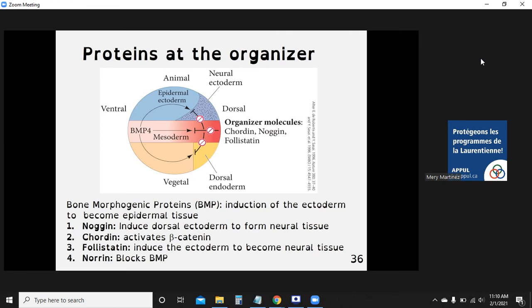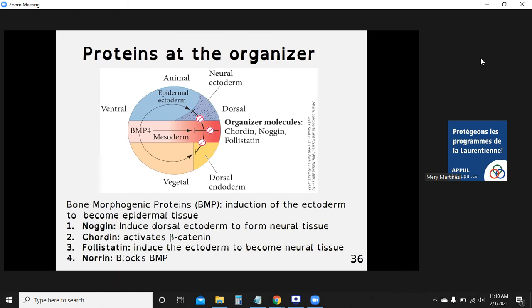The second molecule is chordin. Chordin activates beta-catenin. It binds directly to BMP4 and BMP2 and prevents the complexing with the receptors. The third molecule is follistatin. Follistatin is an inhibitor of activin and BMPs and causes the ectoderm to become neural tissue.